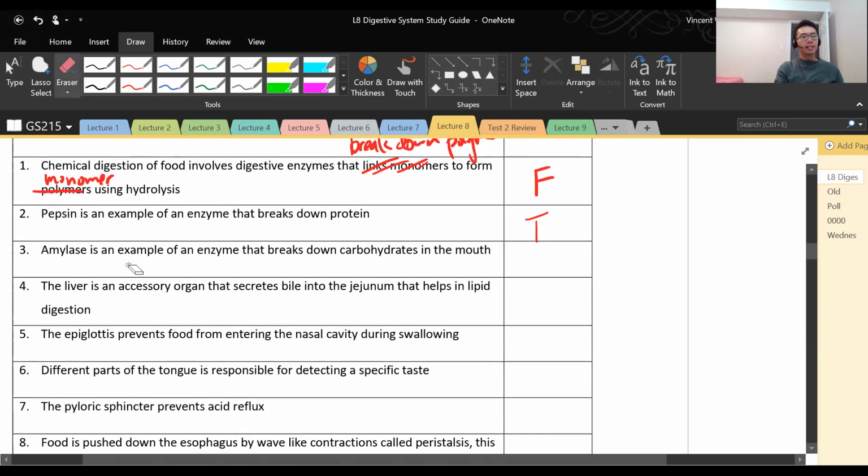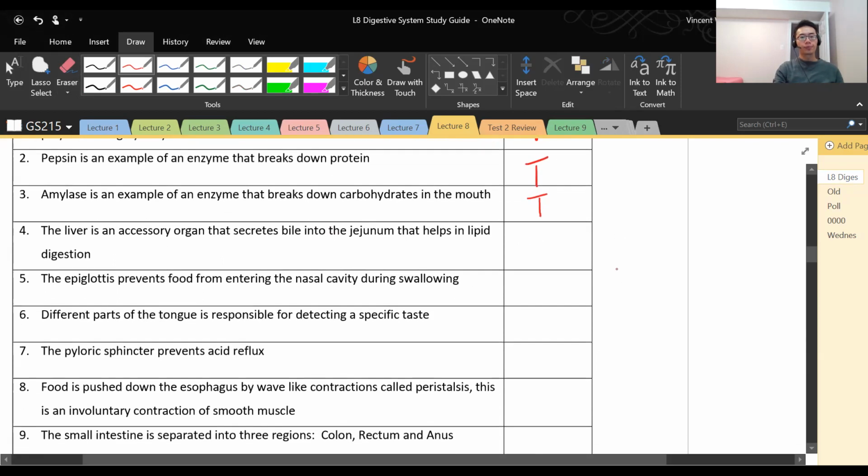Next, amylase is an example of an enzyme that breaks down carbohydrates in the mouth. We also mentioned that earlier. It is true. The liver is an accessory organ that secretes bile into the jejunum that helps in lipid digestion. What do you guys think? True or false for that one?